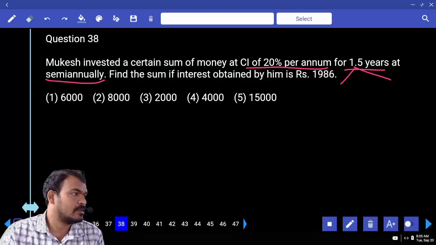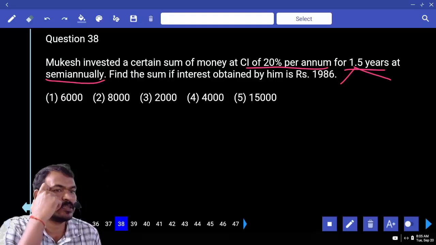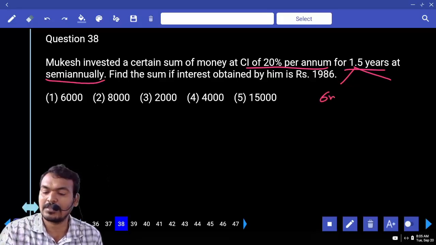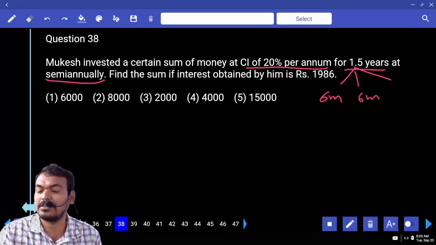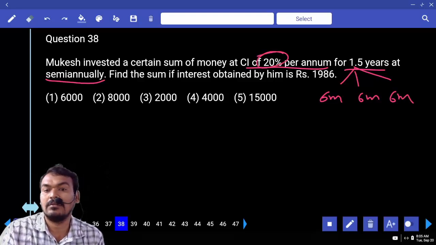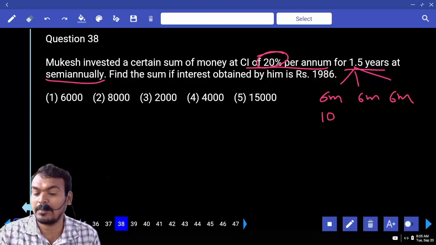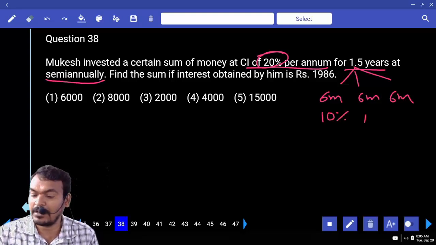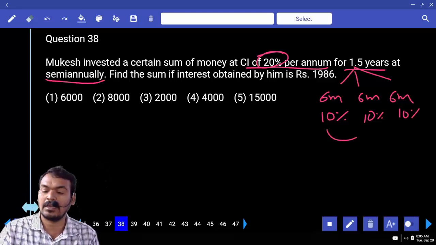In 1.5 years, how many semi-annual periods? 3 or not? Semi-annually means how many months? 6 months. In 1.5 years, how many 6-month periods are there? 3. What is the 1 year rate of the person? 20%. Then the 6 months rate? 10%. How many times do we need 10%? 3 times or not? 10% for 3 times, what is the compound interest?